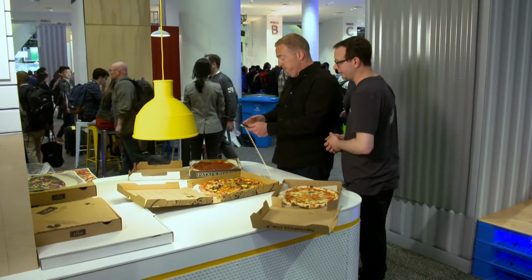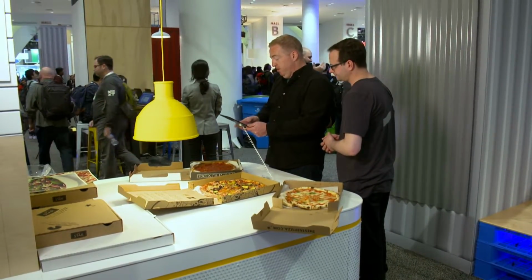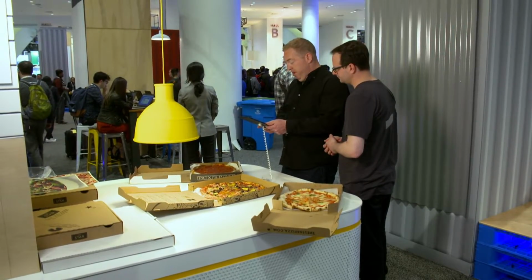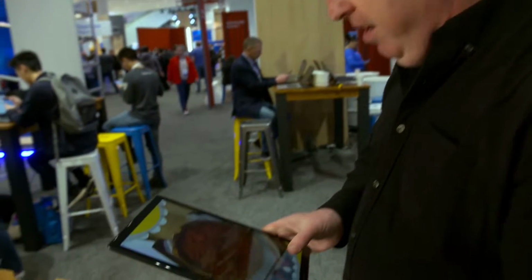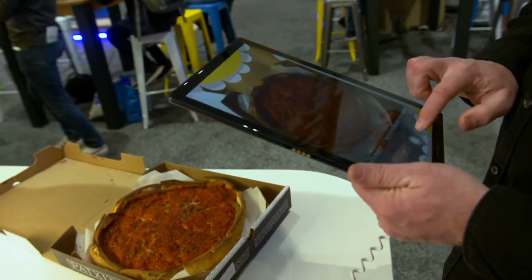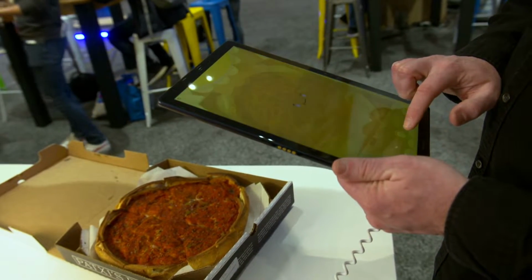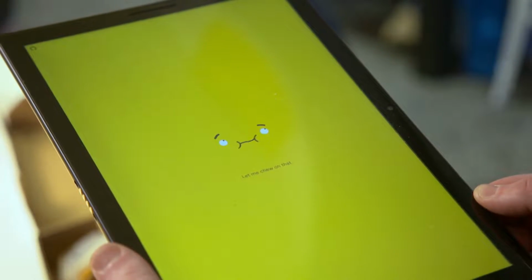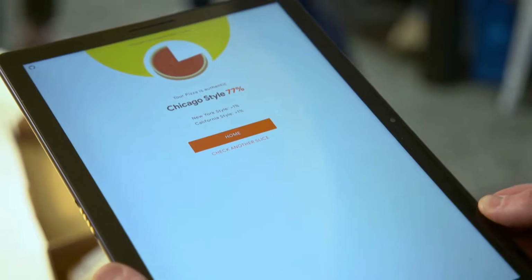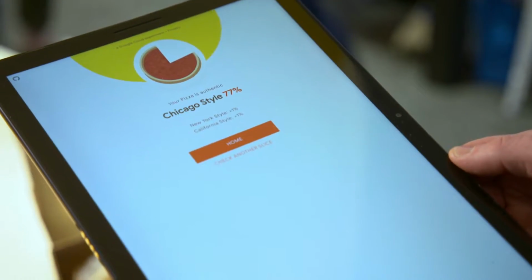It's a good looking pie. This is more Midwest. So let's see. Make sure it's in focus. We'll do it again. She's taking a bite out of that. Chicago style pizza. Chicago style. So it's good, nice.